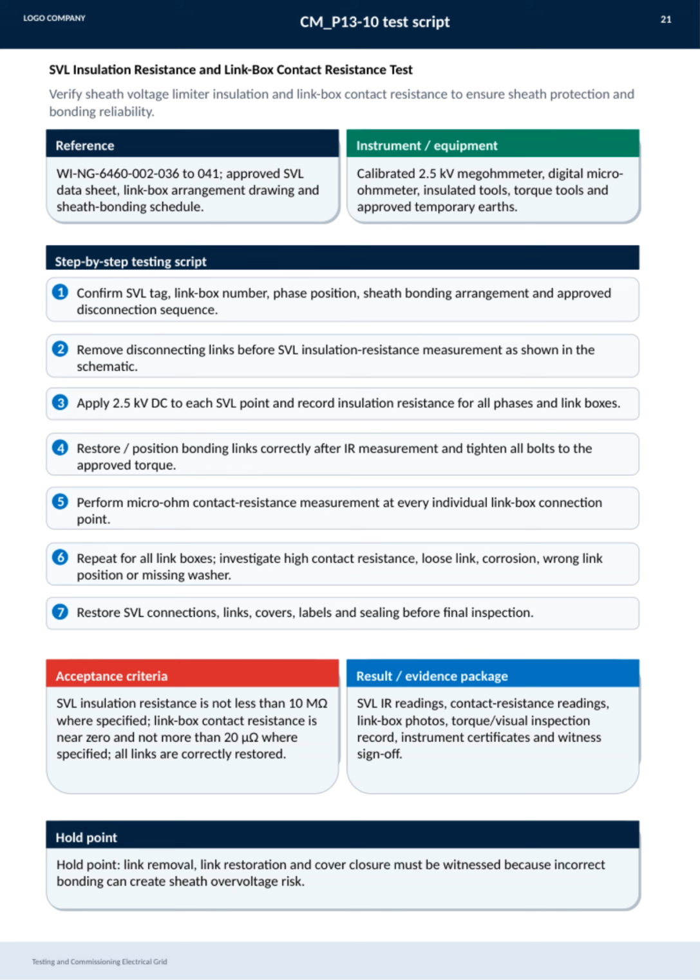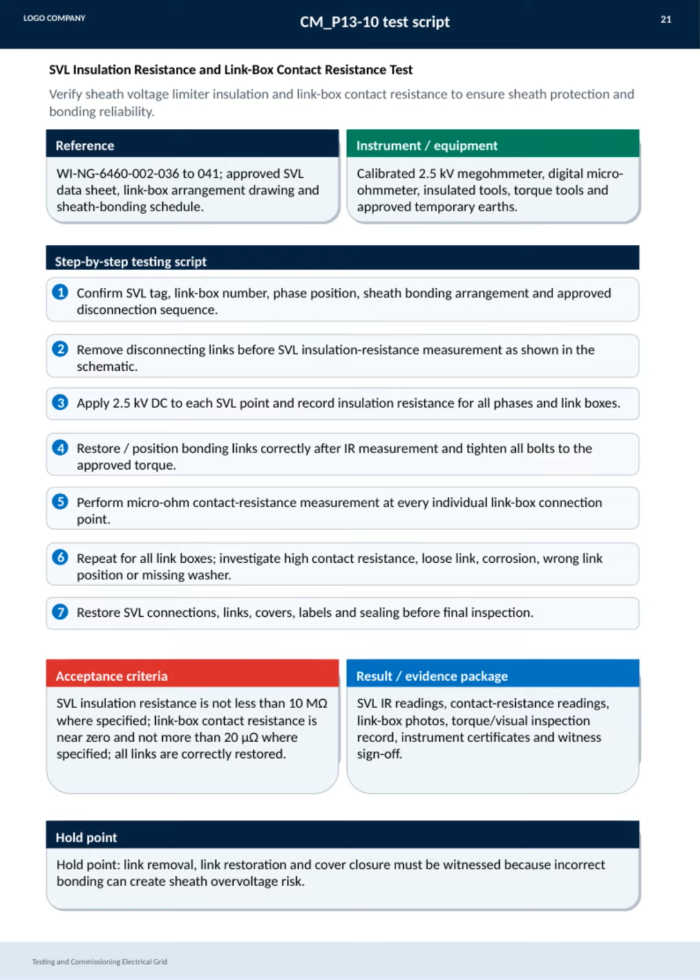We follow a step-by-step script starting with confirming all tags, numbers, phase positions, and bonding arrangements, as well as the approved disconnection sequences. Before measuring insulation resistance, disconnecting links are removed as per the schematic. Then, we apply 2.5 kV DC to each SVL point and record the insulation resistance across all phases and link boxes. After the measurement, bonding links are restored and bolts tightened to the approved torque.